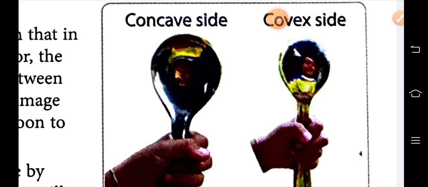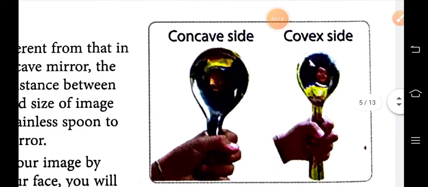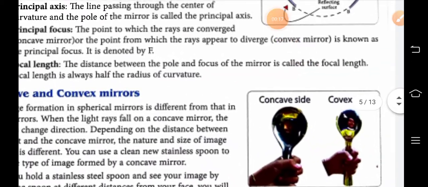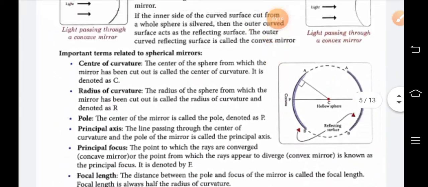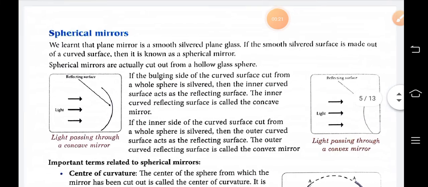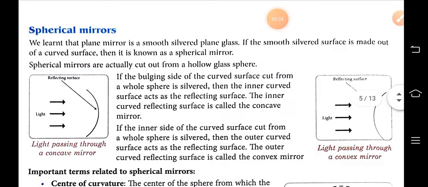Today we are going to read about spherical mirrors. Already we have discussed plane mirrors. Now next is spherical mirror. So spherical mirrors are actually cut out from a hollow glass sphere.